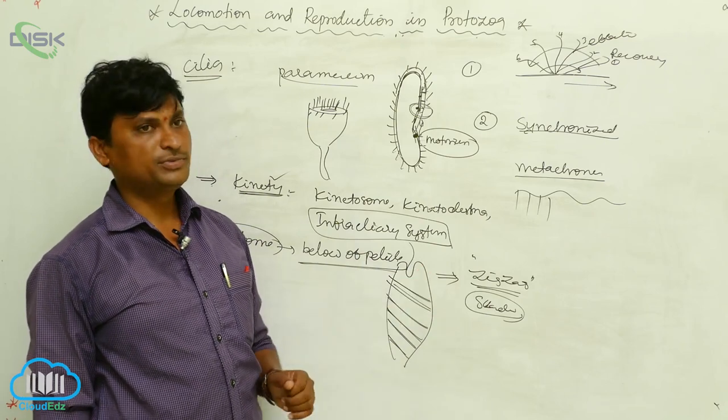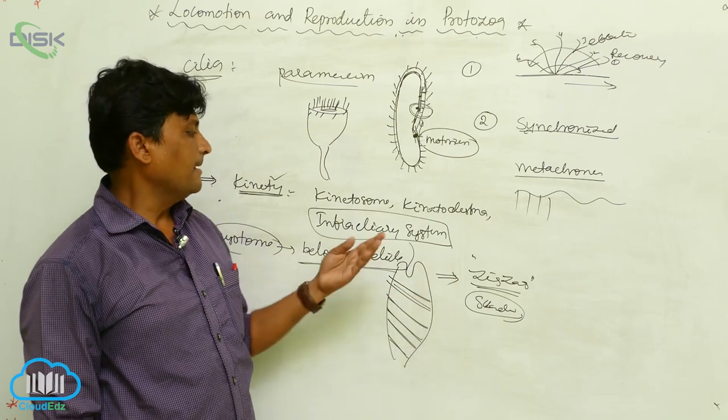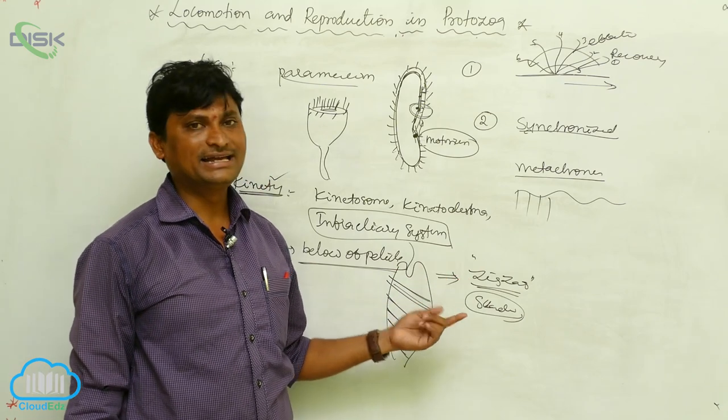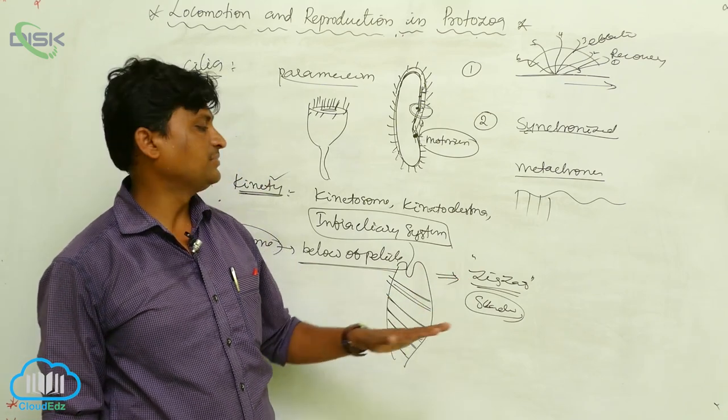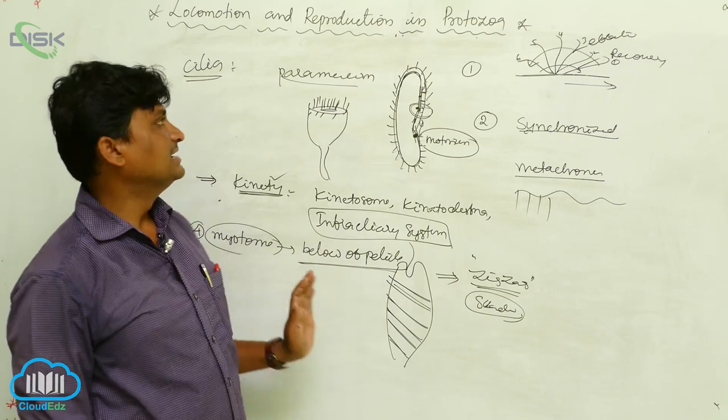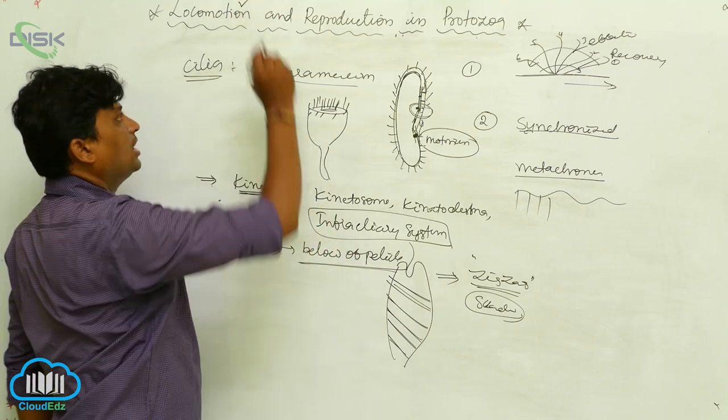For example, nidosporans. These organisms show zigzag or skidding movement over the substratum. The skidding type of movement is expressed with the help of myotomes. This completes locomotion.